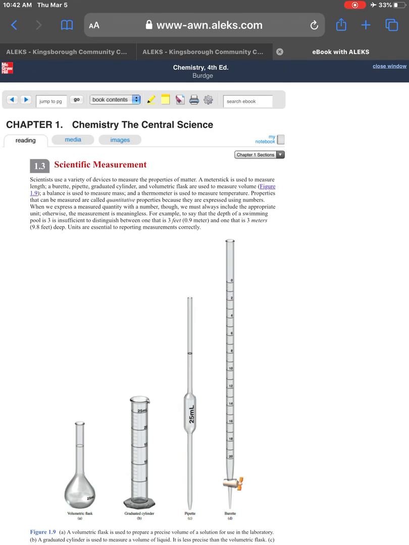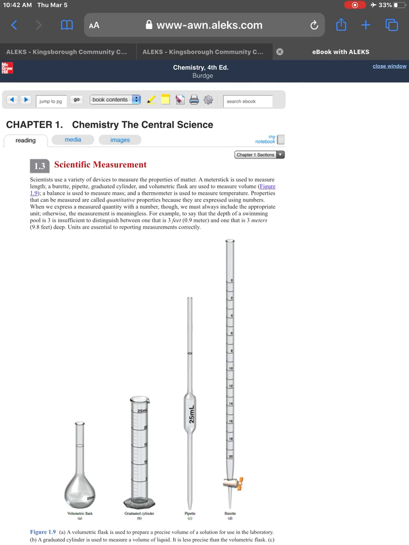Section 1.3, Scientific Measurement. Now we're going to start looking at some material where we actually have some problems that we can do. And so scientific measurement is a good example of that. Much of what we will do in general chemistry is calculation based on what we call measurements. A measurement is an observation that you make.